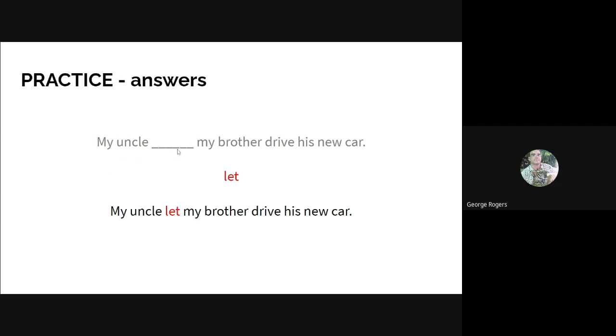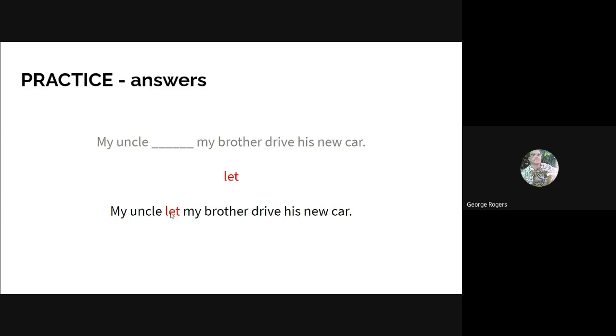My uncle blanked my brother drive his car. So again, this seems like a situation that allows. My uncle let my brother drive his car. So I think there's an S missing here actually. So in the answer, my uncle, well, only one time. All right, so this is past tense here. It's over. My uncle let my brother drive his car. So this is an example that past, no difference in let.